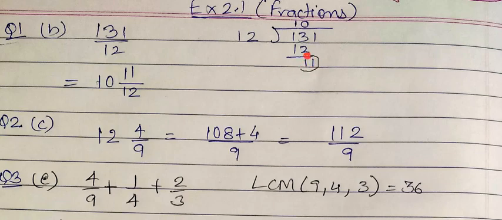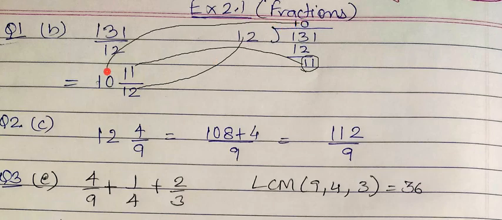So the remainder will be in the numerator, you can see here, the number 12 is in the denominator, and the quotient, which is the number 10, comes in the front. So it's clear. How are we supposed to write the mixed fraction? 10 whole number, 11 upon 12. So 10 is my quotient, 11 is my remainder, and 12 is the divisor through which I divided the complete number.